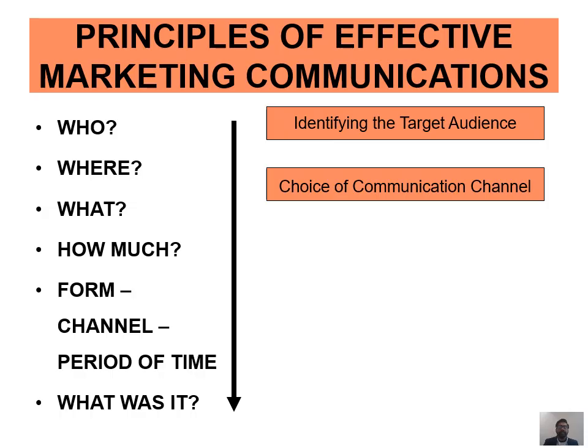Now, who means identifying the target audience. While planning the integrated marketing communication campaign, we need to identify the target audience, that is the who. Then where. Where means the choice of communication channel, which type of channel to be utilized to communicate our message. There could be different media channels, maybe print media, broadcast, electronic, outdoor, maybe internet also. So the choice of communication channel is also important. And third is what, like the message or the content, what we want to communicate to the audience, to the consumer or the customer.